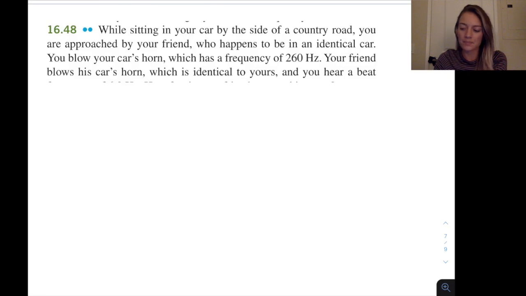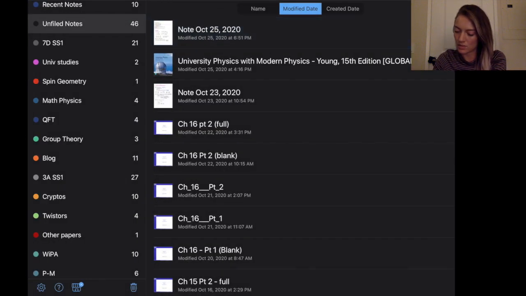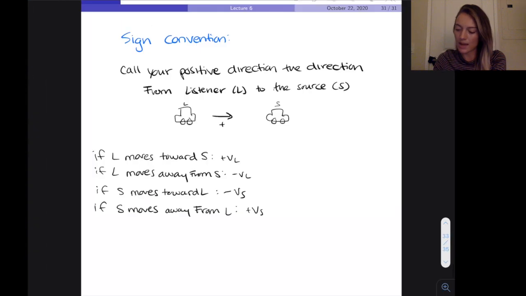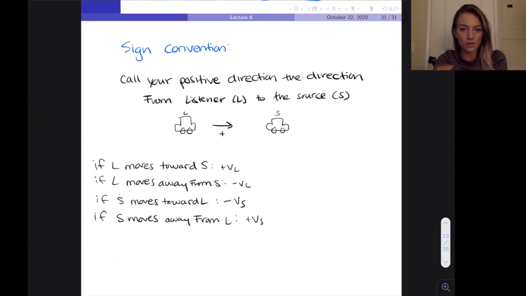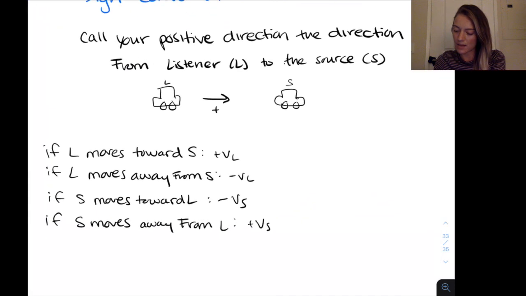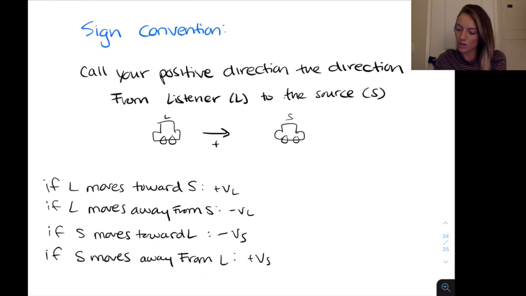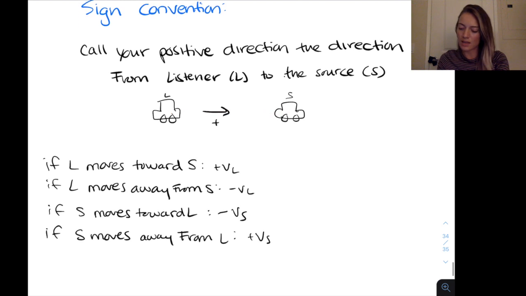So before we get to this problem, I just want to go back over the sign rules. So if you go to our chapter 16, part 2 notes, I added in the sign convention at the end of the full notes. So here we have the sign convention for a Doppler shift. Just say, whatever listener and source you have, call your positive direction the direction from the listener to the source. So whatever direction that's in, call that the positive direction. And then if the listener moves towards the source, that's a positive for the velocity of the listener.